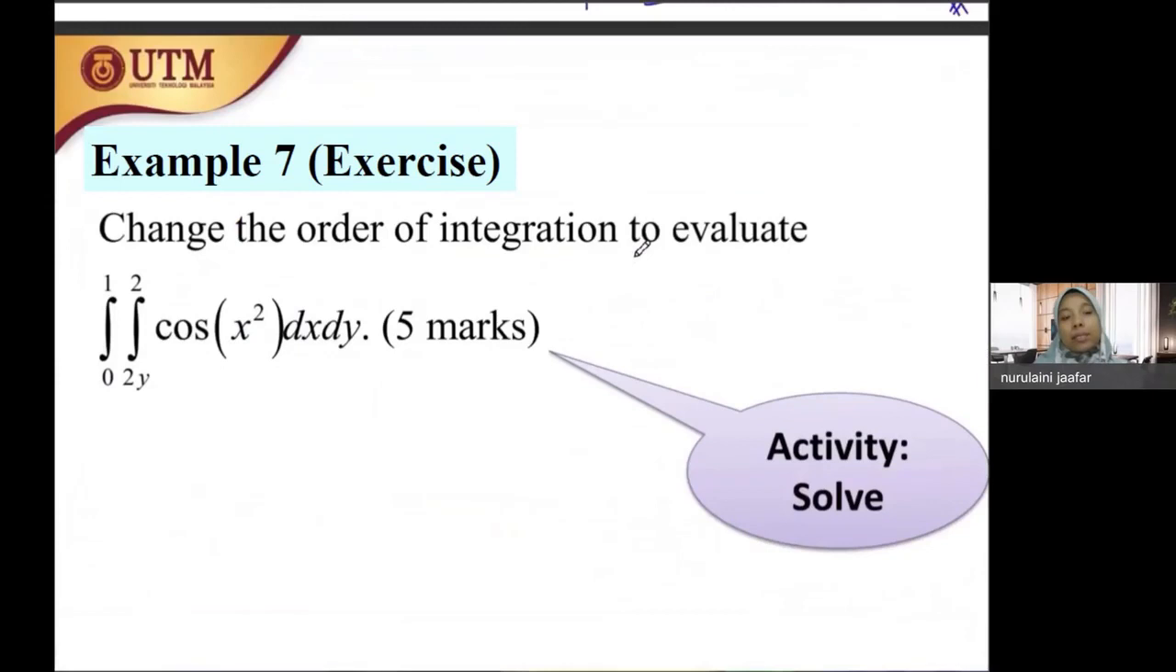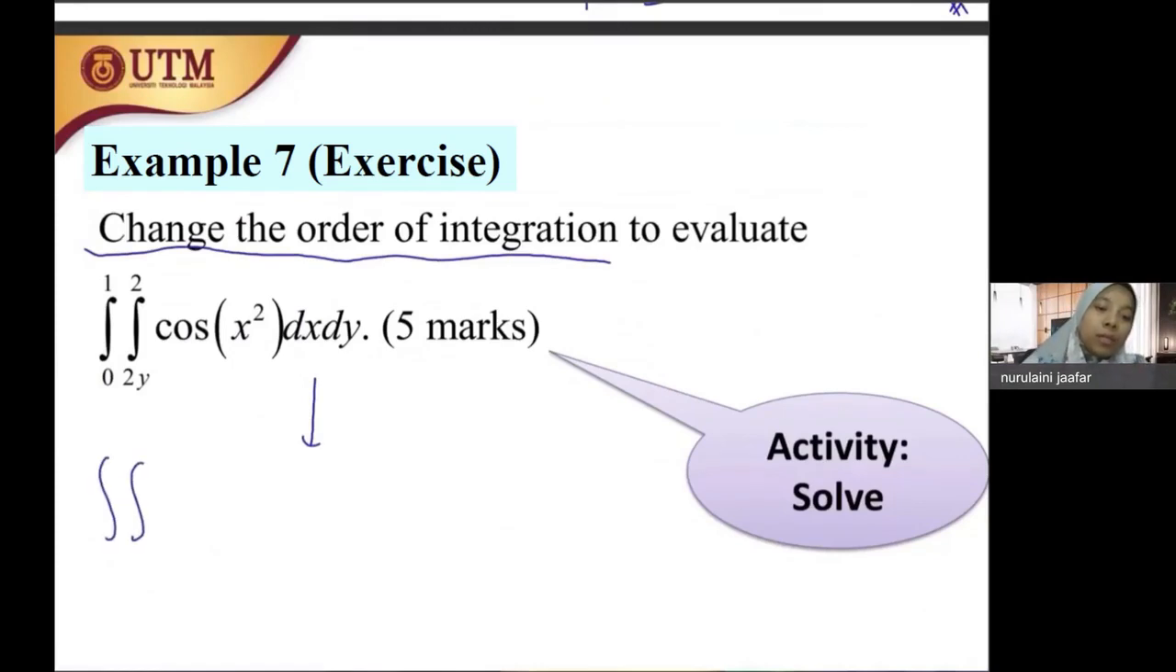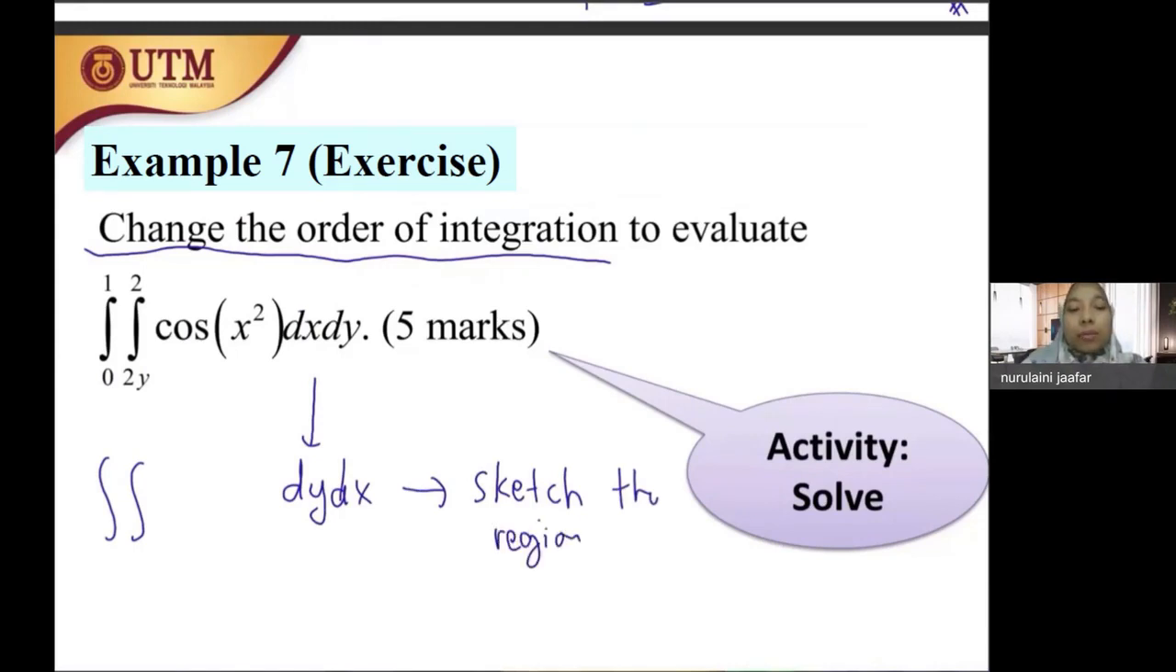So, let us test your knowledge first. Okay. Change the order of integration to evaluate. Okay. So you read the question carefully. The question asks to change the order of integration. So what you should do now is change into dy dx. But before you change, you have to sketch the region. Sometimes the student can directly get the limit, right? By using the equation only. Yeah, can. But in my class, I ask to sketch the region. Okay, easy. Sketch the region.